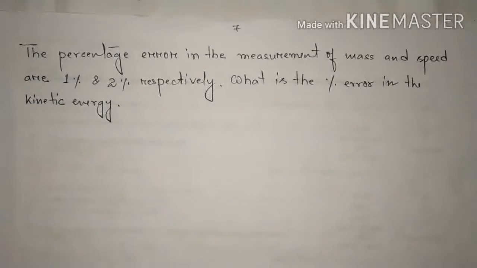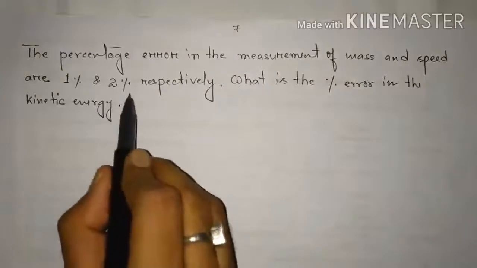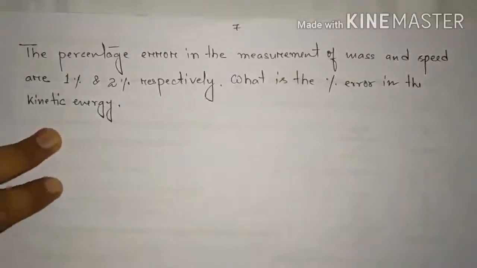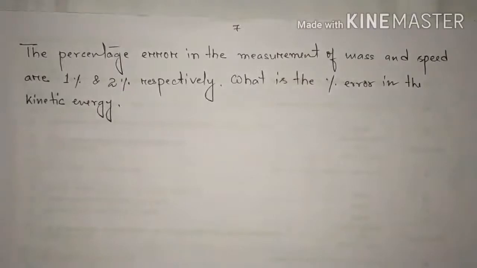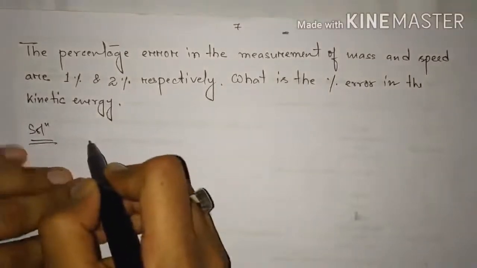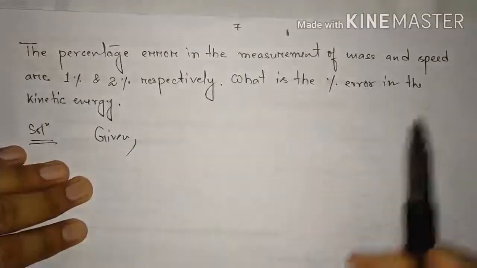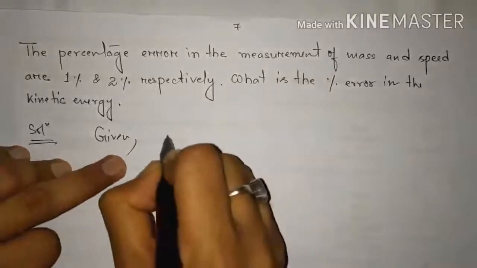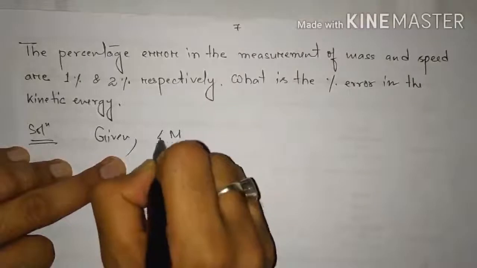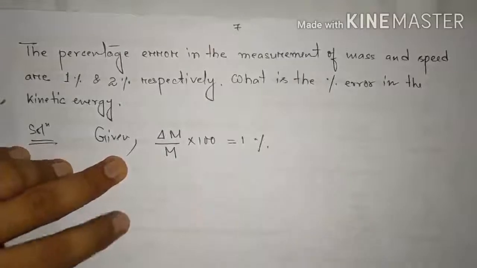Now our next problem. The problem says percentage error in the measurement of mass and speed are 1% and 2% respectively. What is the percentage error in kinetic energy? Solution. First of all, which things are given? Percentage error in the measurement of mass and speed. Let us represent mass by m. So delta m by m into 100 is equal to 1%. It is given.